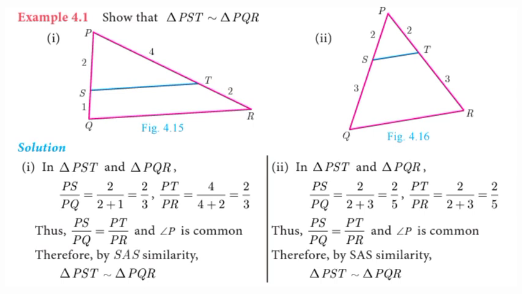PR value is PT plus TR, that equals 2 plus 3, that equals 5. Therefore PT divided by PR equals 2 by 5. Therefore PS by PQ value is 2 by 5 and PT by PR value is 2 by 5, that equals PS by PQ equals PT by PR, and angle P is a common angle. Therefore by side similarity, triangle PST is similar to triangle PQR. Hence proved. Can you understand?